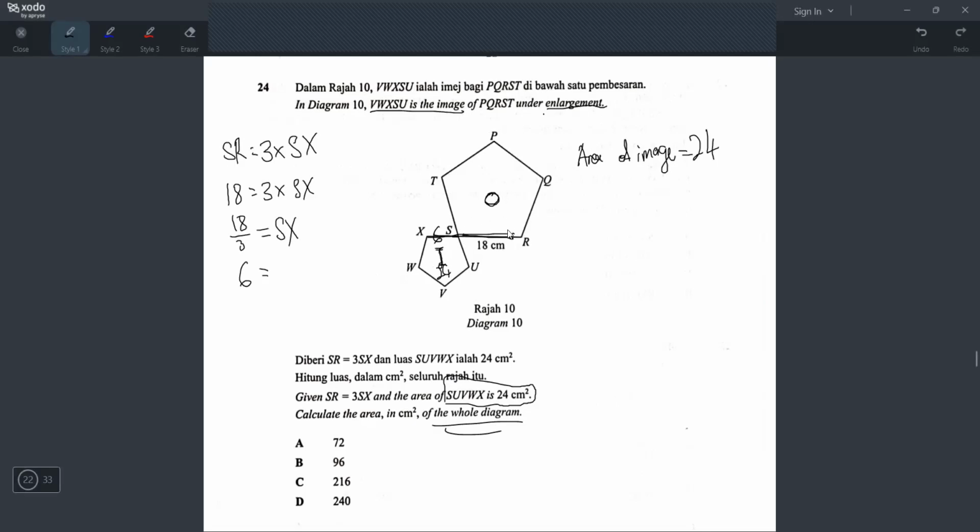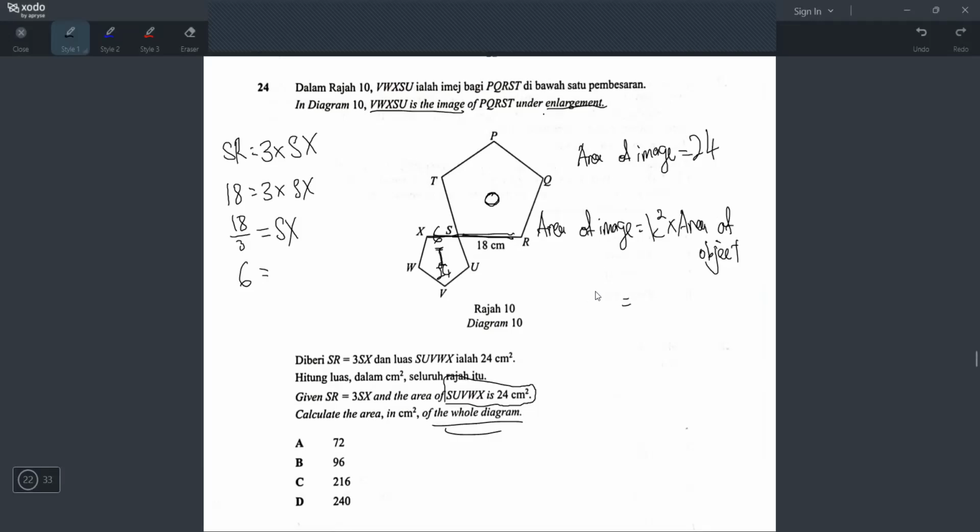But how to calculate area of object? Well, there is a formula you can use here. Area of image equals to k square times area of object. Where did you learn this formula? In Form 5, the transformation chapter. Okay, this formula we learn it, right? Okay, how to find area of object?